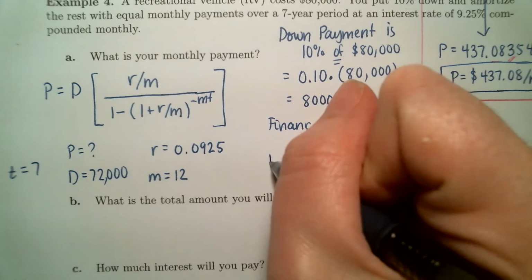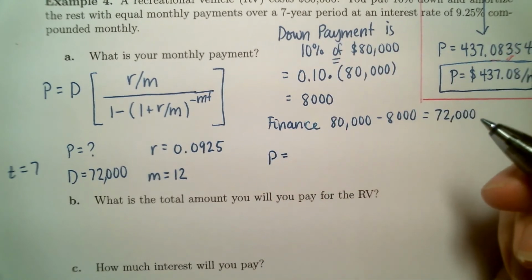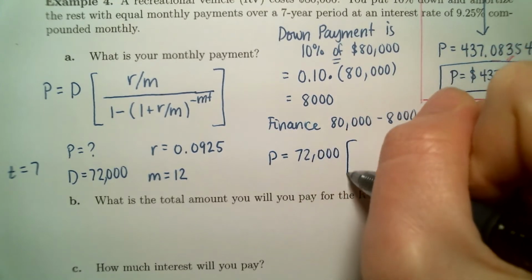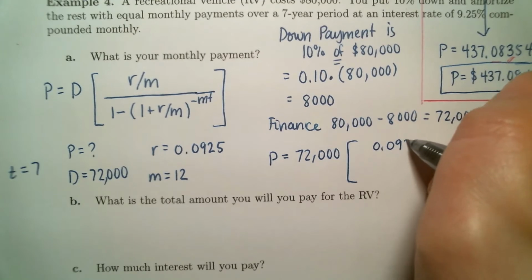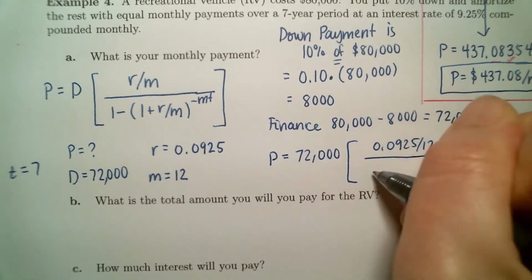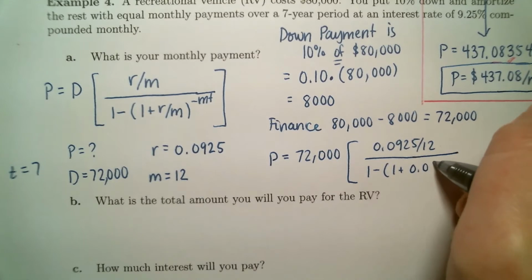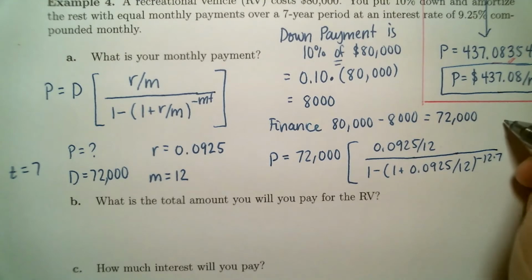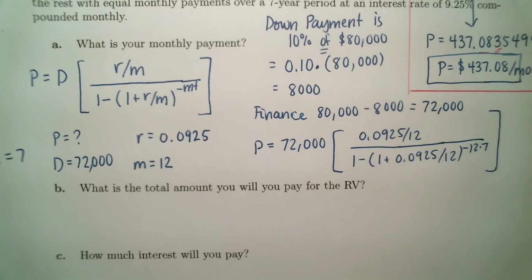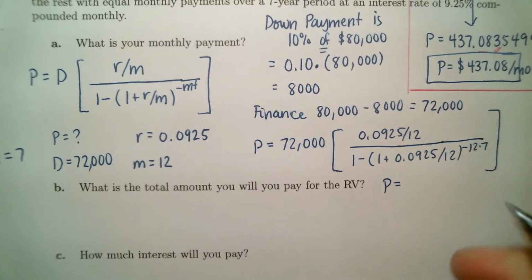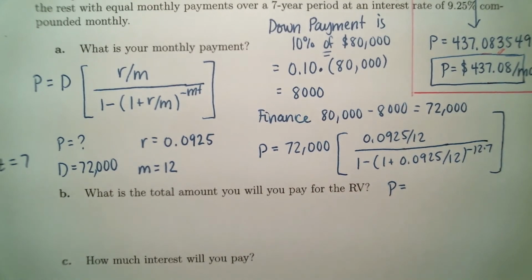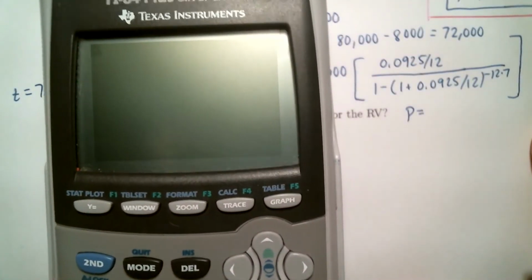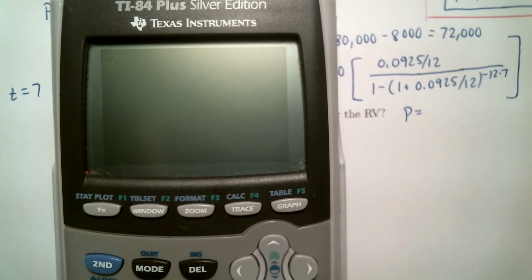So all we're going to do is plug this stuff into our formula. We're going to get that our monthly payment to pay off this RV is going to be just plug and chug: D times R over M, over 1 minus 1 plus R over M, raised to the negative M times T. So this is going to get us our monthly payment. Let's plug this into the calculator. Again, when you're working with this formula, you want to start inside the brackets because that's the most complicated part of the formula.